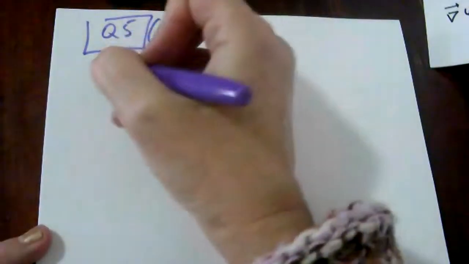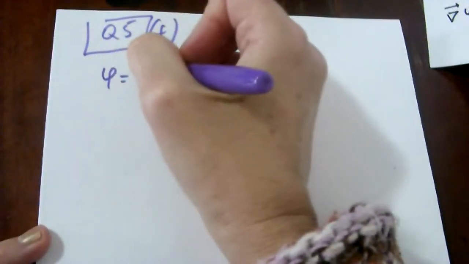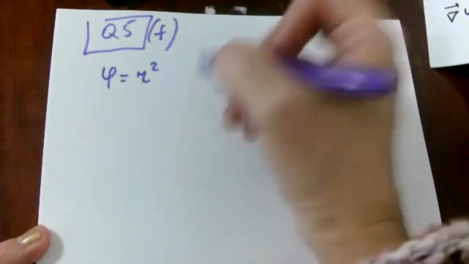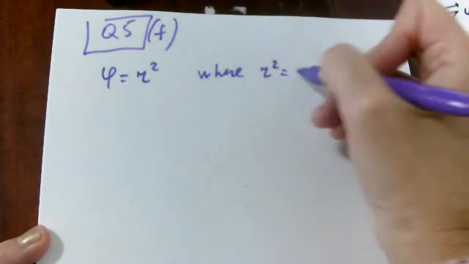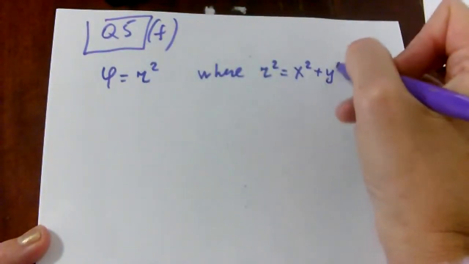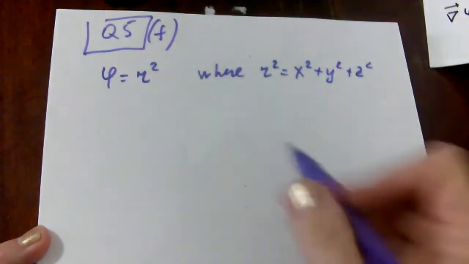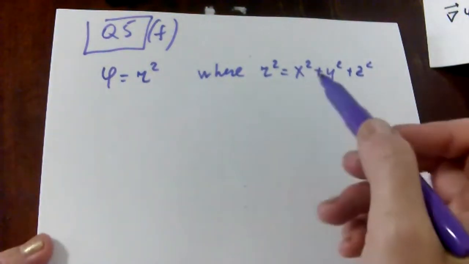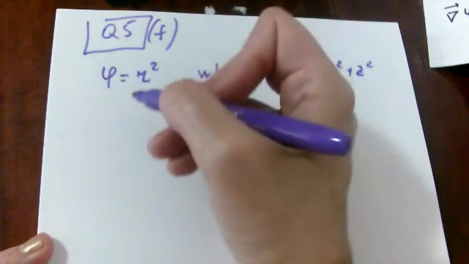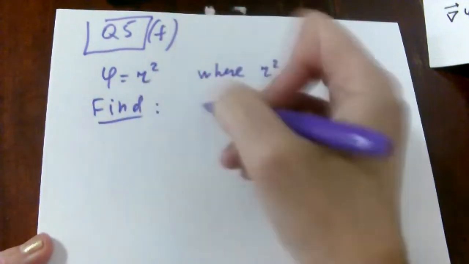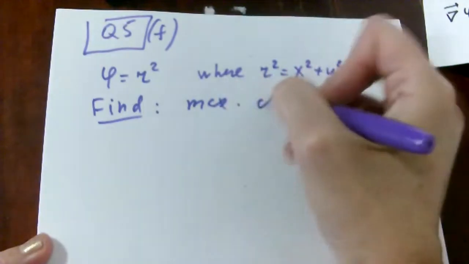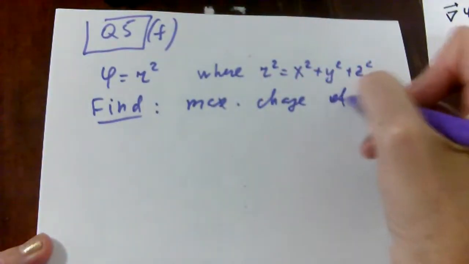In this question you have a very strange function. Phi is equal to r squared, where they mention later that r squared is equal to x squared plus y squared plus z squared. So the given information looks very strange. And they ask you to find the maximum change of rate again.